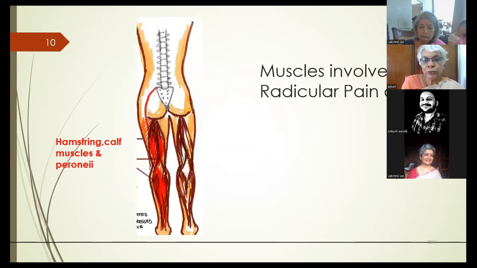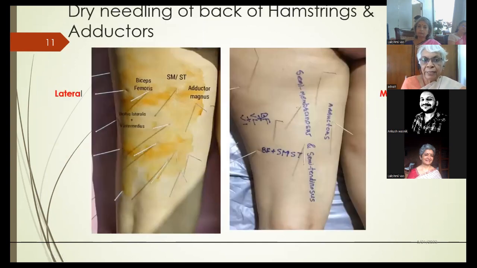So the muscles that we were talking about are the paraspinal muscles, but the muscles involved in radicular pain, particularly in this case the L5, are the hamstrings, the calf, and the peroneal muscles, because that is the L5 distribution. So we need to address this by needling not just the back, but also this part of the sciatica problem. Only then will they get good relief.